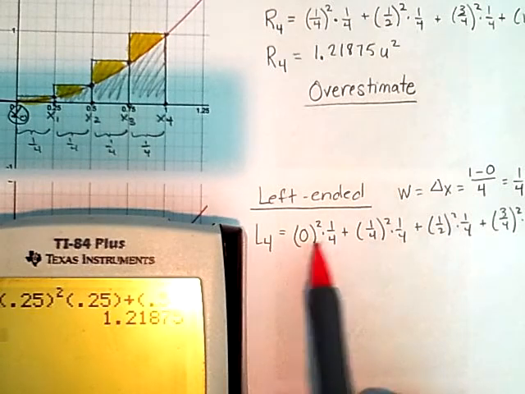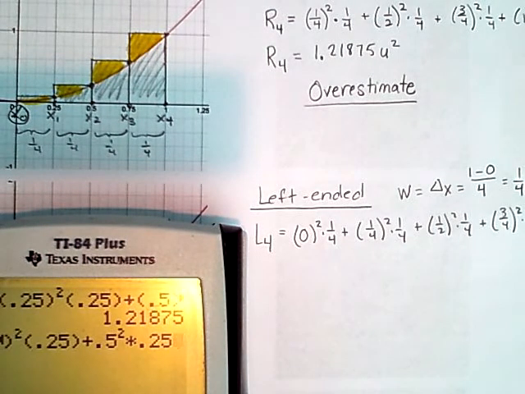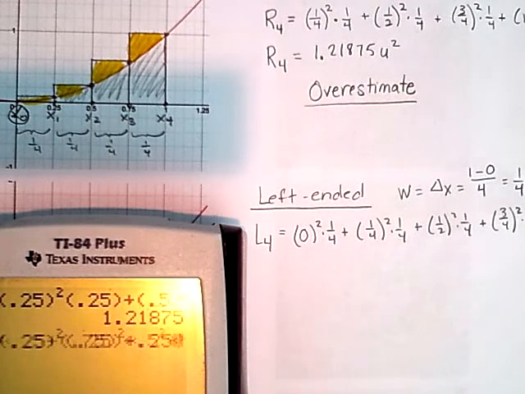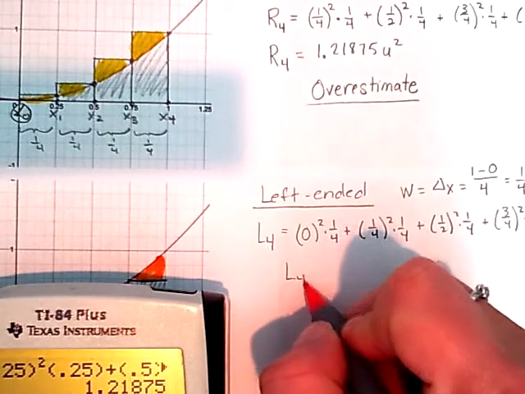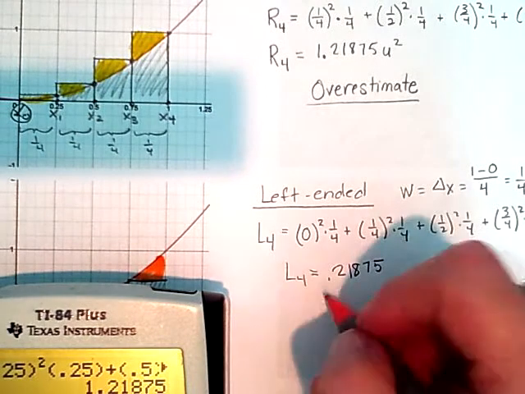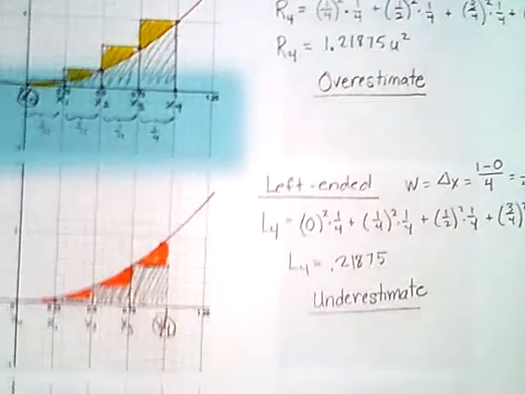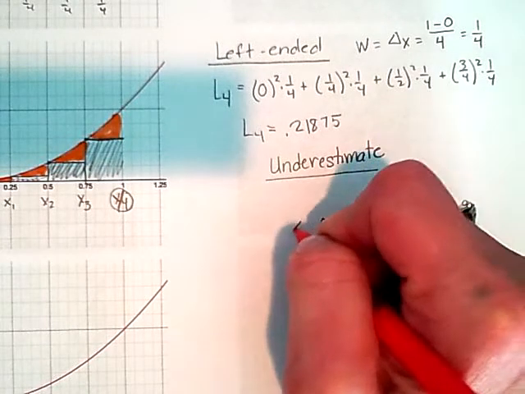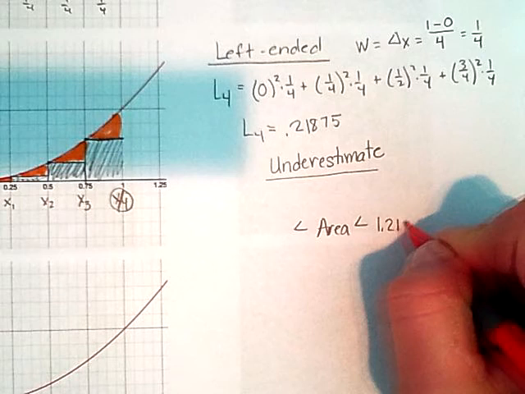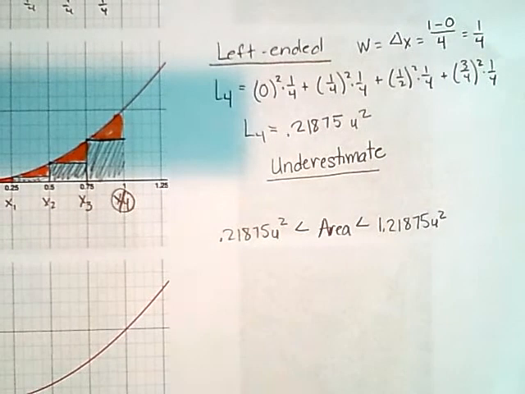So again, a quick calculation, that first point's going to give me 0. So I have 1/4 squared times 1/4 plus 1/2 squared times 1/4 plus 3/4 squared times 1/4 gives me a left-handed estimate of 0.21875. So you can see that that's going to be a low end estimate. All right, so right now what we do know is that our area is going to be caught somewhere in the middle of 1.21875 square units and 0.21875 square units.